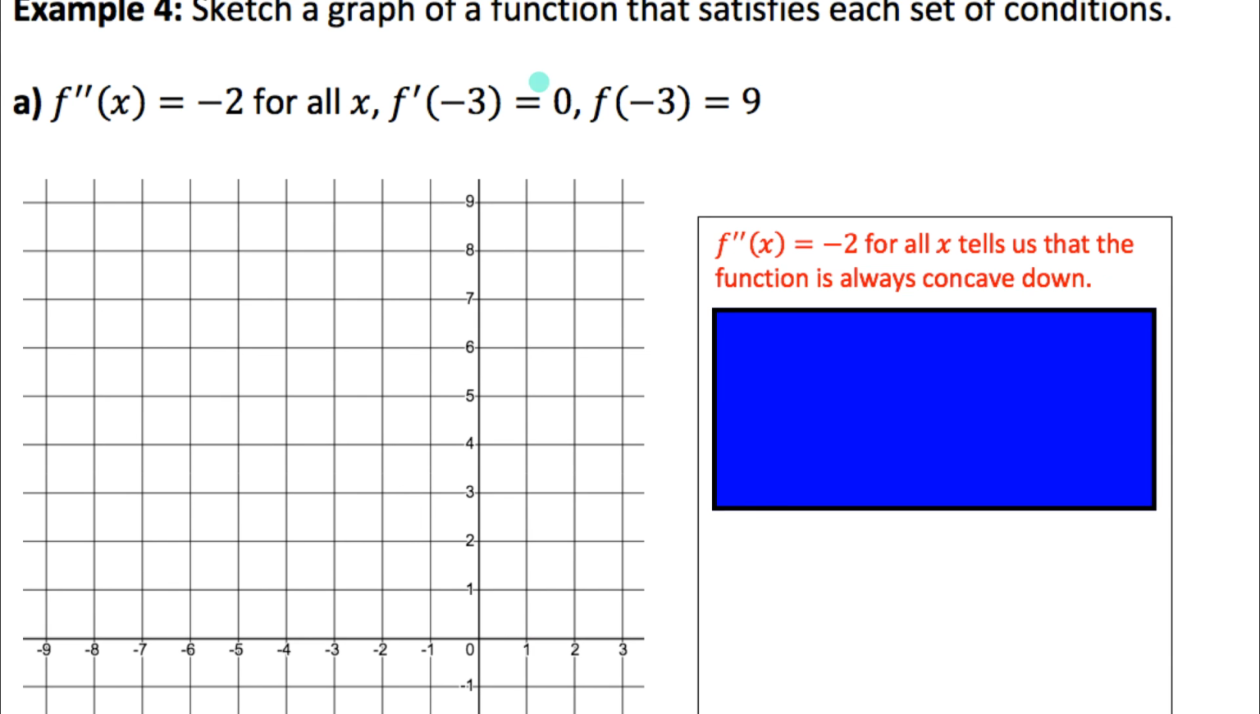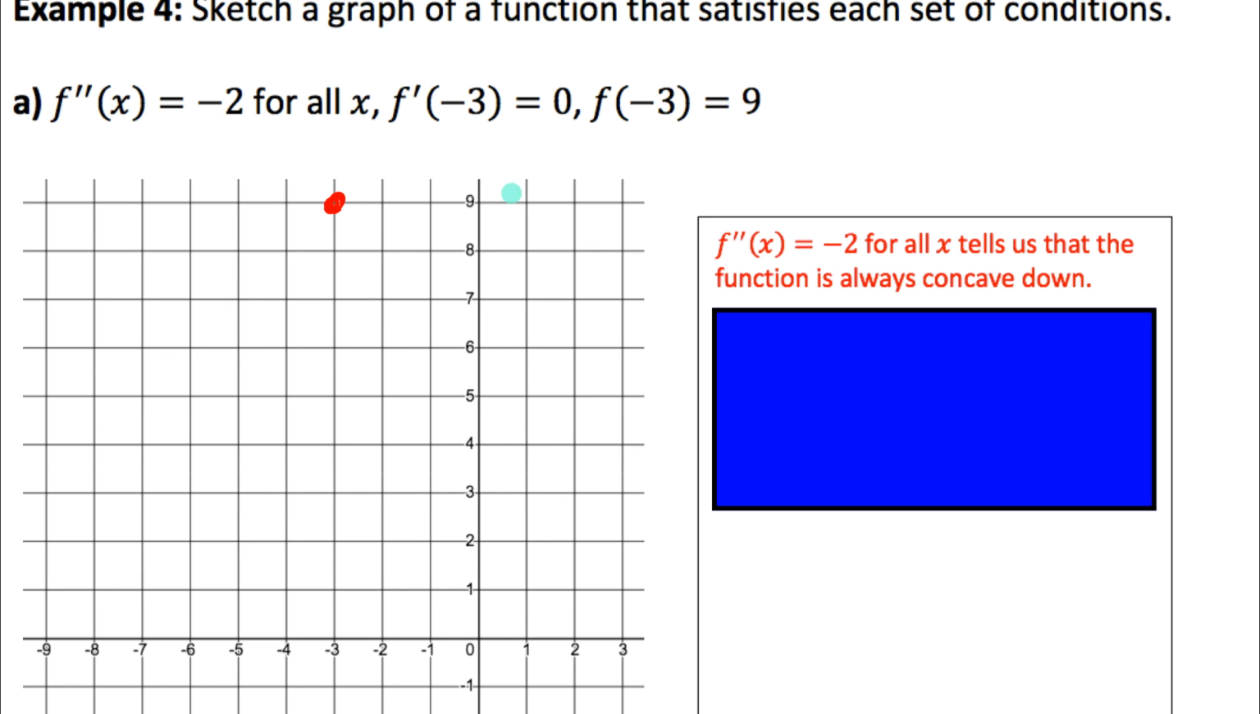It says f prime at -3 equals 0. Okay, it means the slope of the function is 0 there. It could be a local max or a min point. Oh, and it must be a local max because the function's always concave down. So I know there's a local max at an x value of -3. Oh, and it tells me where the function is when x is -3. It's at 9. So when x is -3, the function's at 9.